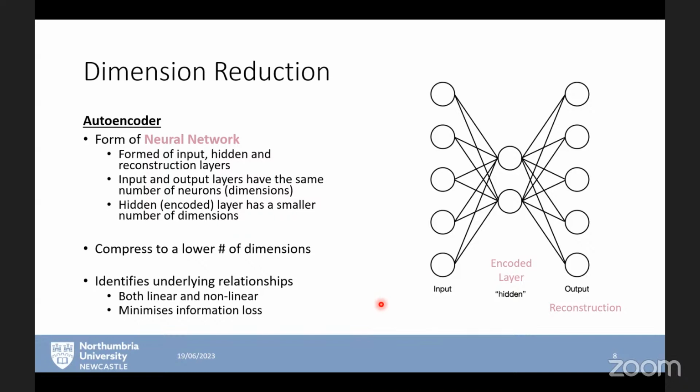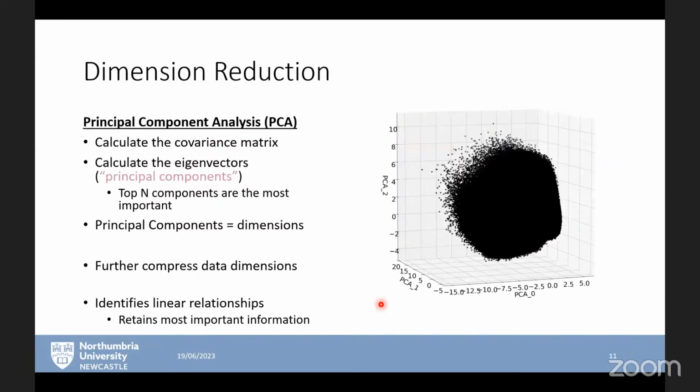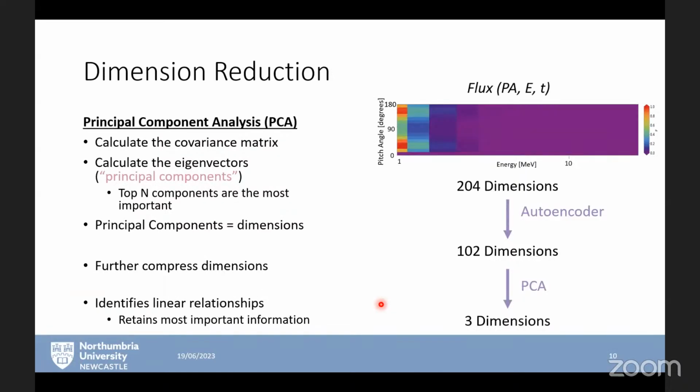And autoencoders are really good because they are really efficient at identifying both the linear and non-linear relationships within the data, while also minimizing the amount of information that is lost during the compression. So we used the autoencoder to compress our 204 dimensions into only 102. However, 102 dimensions is still quite difficult to visualize, so we want to further compress this number down, and to do so, we applied principal component analysis.